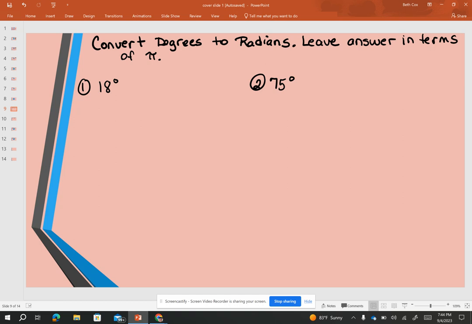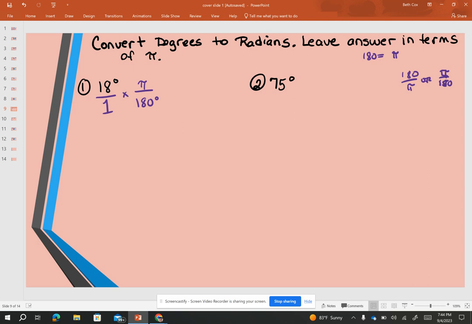So to convert degrees to radians, and we're going to leave our answers in terms of pi, what we're going to do is multiply this by our conversion factor with the degree number on bottom. Remember, 180 is equal to pi. So we can either do 180 over pi or pi over 180 as a conversion factor. For these problems, we're going to do the second one.